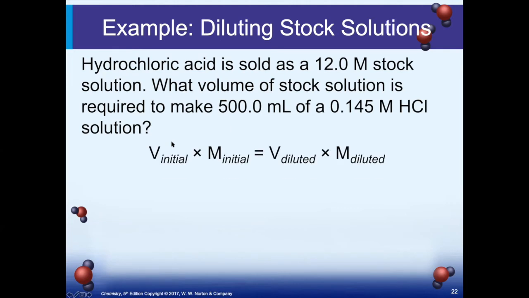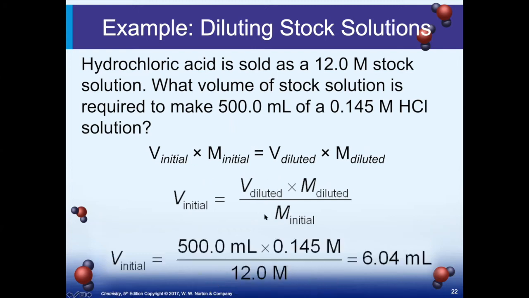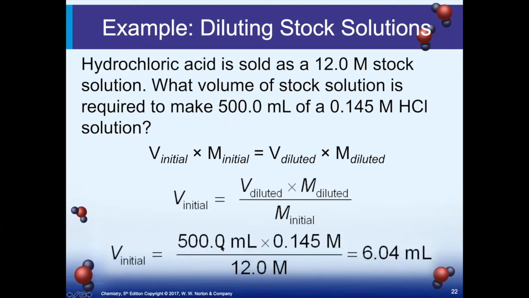So M1V1 equals M2V2. This is just a different way of writing it, right? Rearrange, solve for the thing that you're looking for. In this case, I'm looking for the initial volume. Just move the other term over to the other side by dividing both sides by molarity initial. Substitute the numbers that you know, 500 mL times 0.145 divided by the 12 molar to get 6.04 mL.